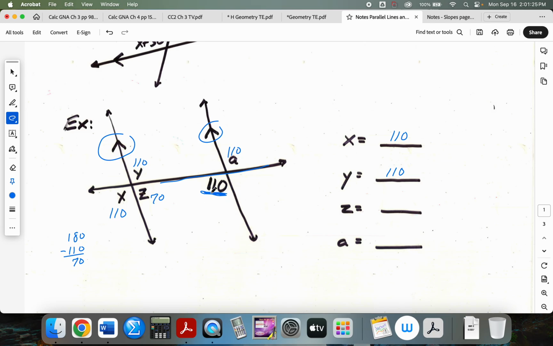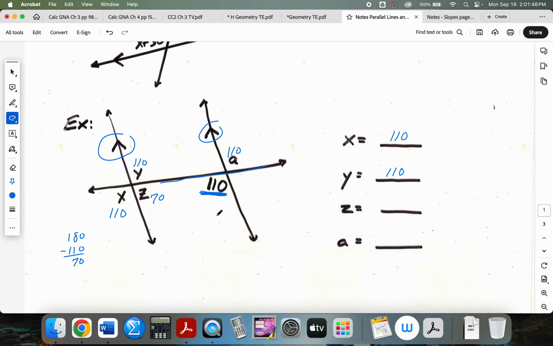And then what kind of angles are the original 110 and Z? Same side interior. Very nice. Now, are those congruent? No. But what's 70 plus 110? 180. Okay? So they are supplementary.